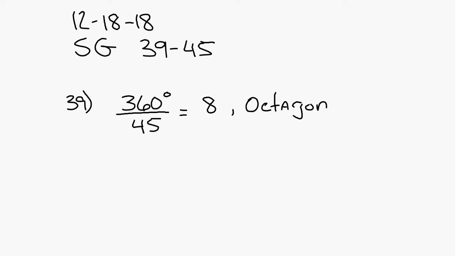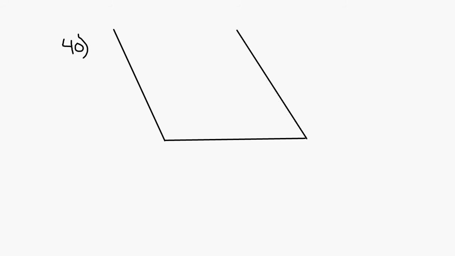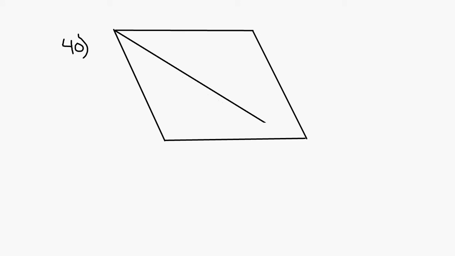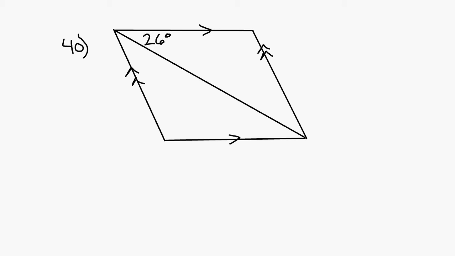Number 40, find the values of the variables in the parallelogram. So here's your diagram. Top's parallel to the bottom. Left side is parallel to the right side. You got a 26 degrees, a 120 degrees, Z, X, and Y.